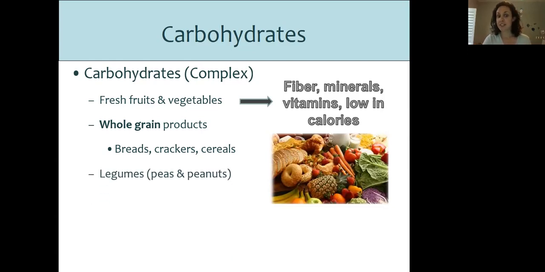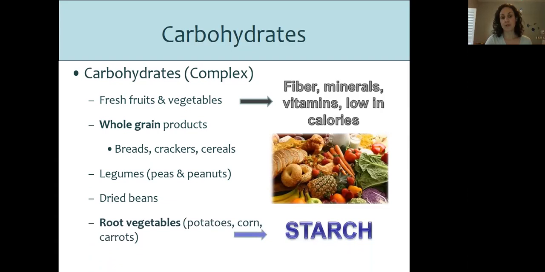Legumes, that's the fancy term for peas and peanuts. So those are a carbohydrate as well. So different than some nuts that have protein. Dried beans, obviously you're going to cook them to eat them. You don't eat them dry.